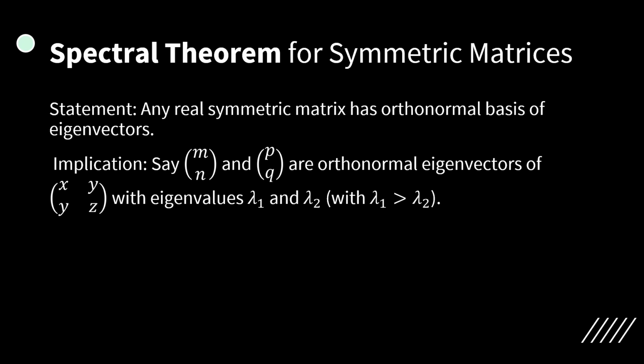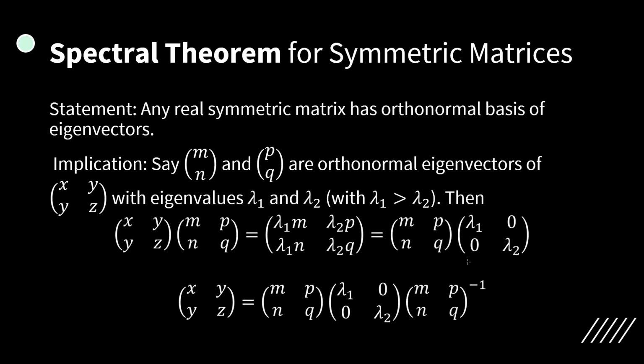More specifically, let's say (m, n) and (p, q) are orthonormal eigenvectors of this matrix (x, y, y, z). This is symmetric, and the statement here guarantees that such two orthonormal eigenvectors exist with eigenvalues lambda 1 and lambda 2. We're going to assume that lambda 1 is greater than lambda 2 in the following discussion.